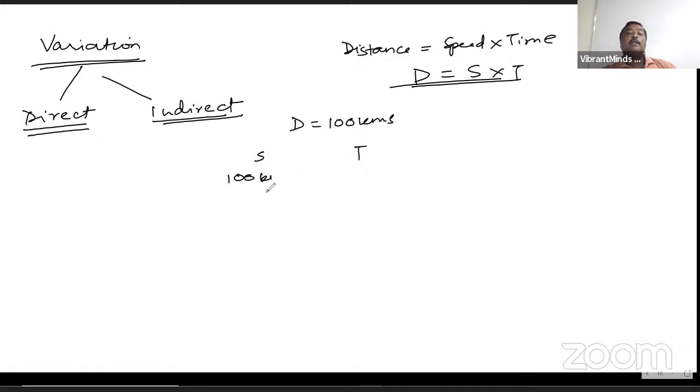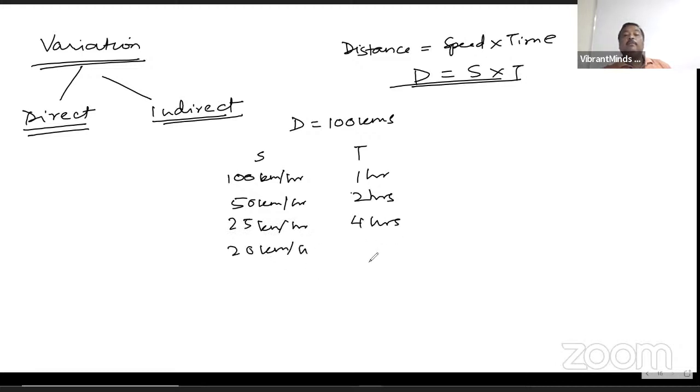If the speed is 100 kilometers per hour, time will be 1 hour. If the speed is 50 kilometers per hour, time will be 2 hours. If the speed is 25 kilometers per hour, time will be 4 hours. If it is 20 kilometers per hour, time will be 5 hours. And if it is 10 kilometers per hour, time will be 10 hours. Now understand.